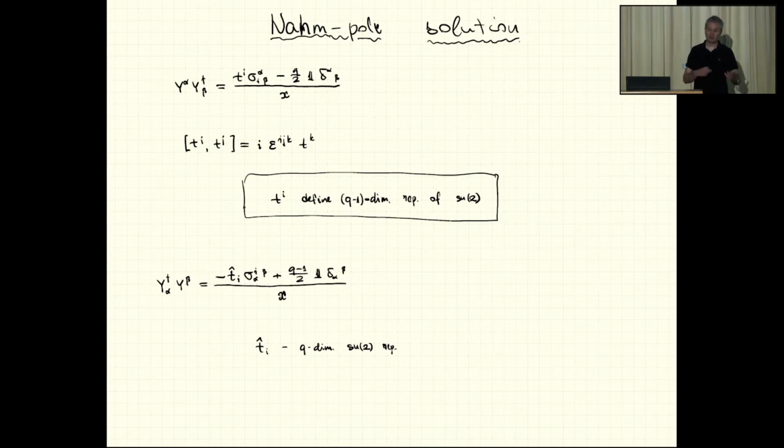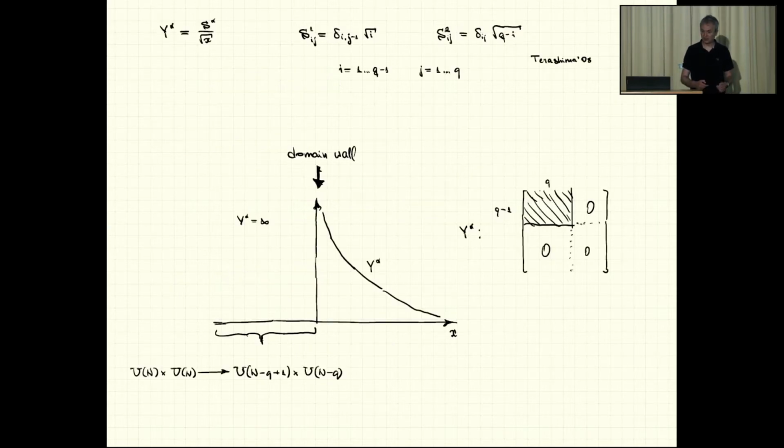So if one multiplies fields in the opposite order, the same exercise shows that the coefficients are representation matrices of SU2. And this representation will be Q-dimensional. So one can also write an explicit formula for the original Y variables, and this solution was found by Terashima in 2008.